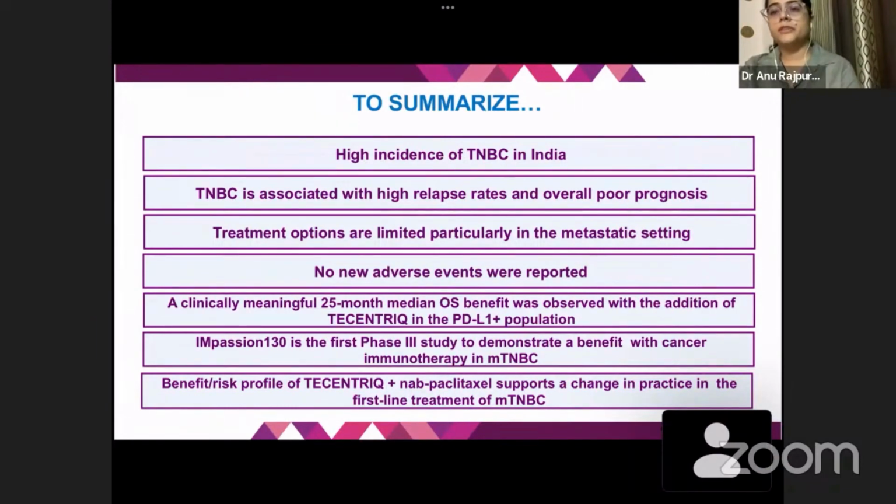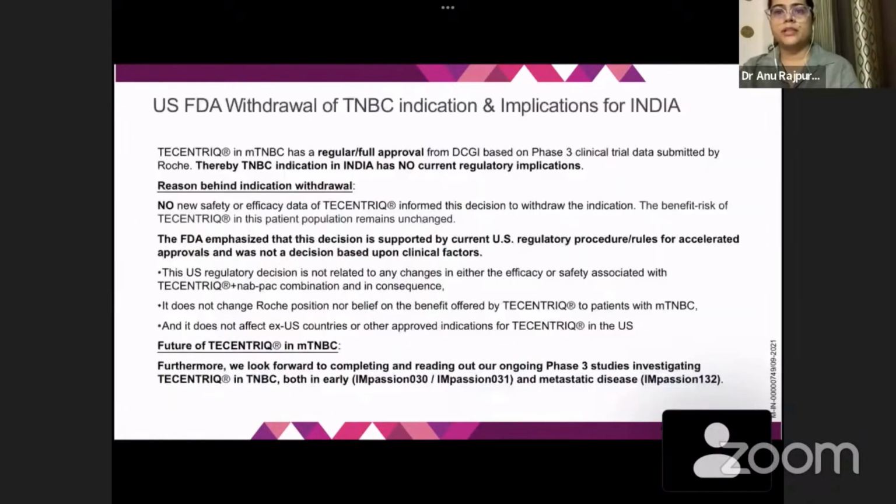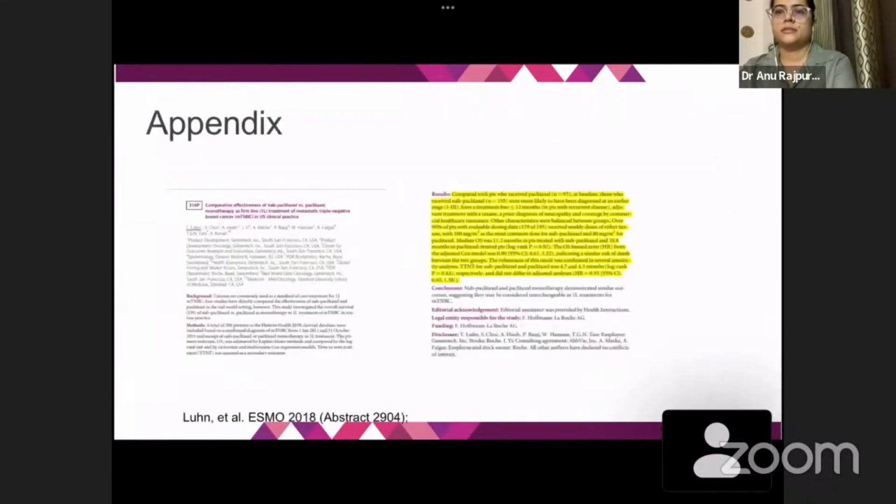IMpassion130 is the first trial, as we have seen, which showed the effect of cancer immunotherapy in these patients. So based on the interim analysis, though the US FDA has withdrawn the indication of Tecentriq with NAPAC in TNBC, if our patient has exhausted all the options and the patient has PD-L1 positivity, then definitely it is an option. Thank you.